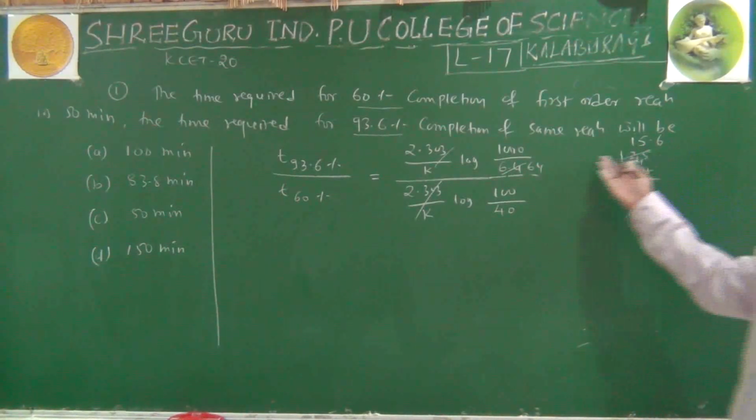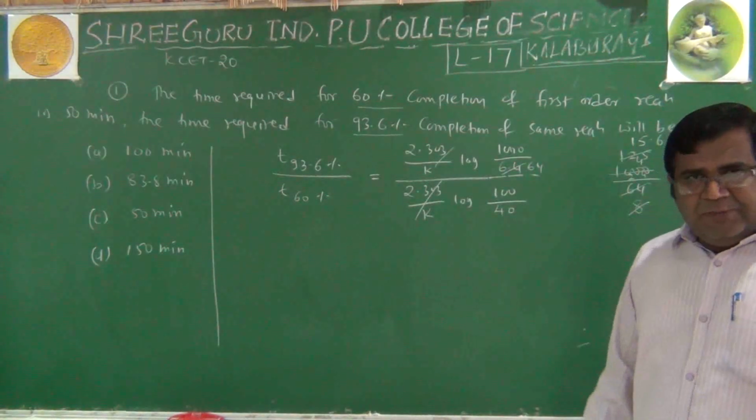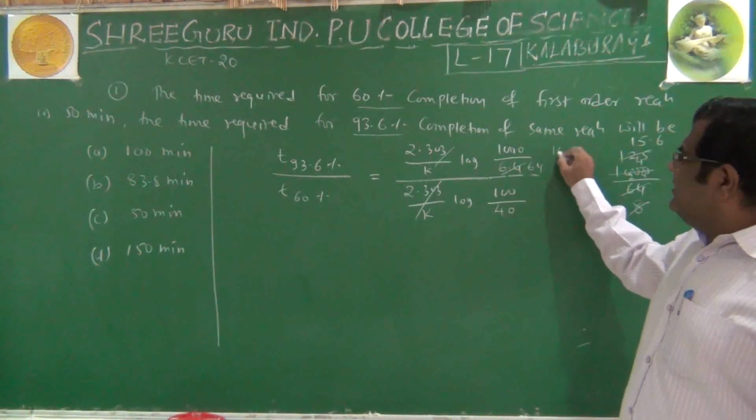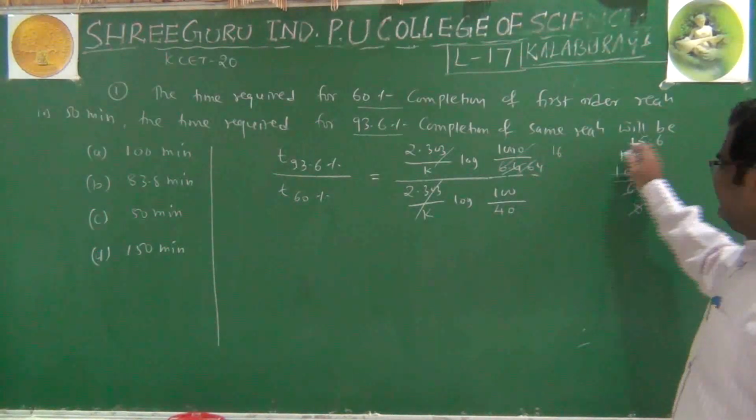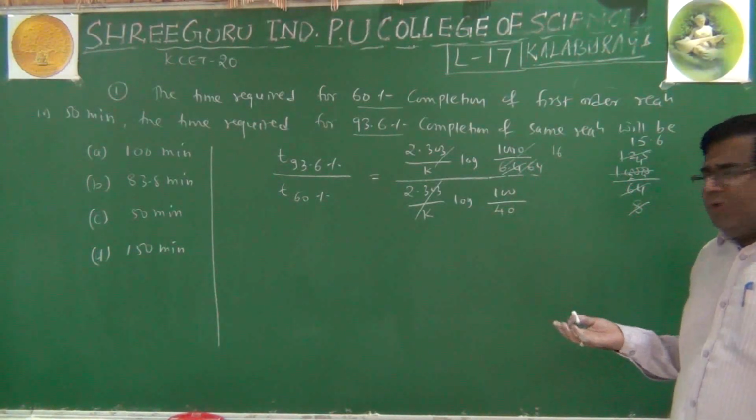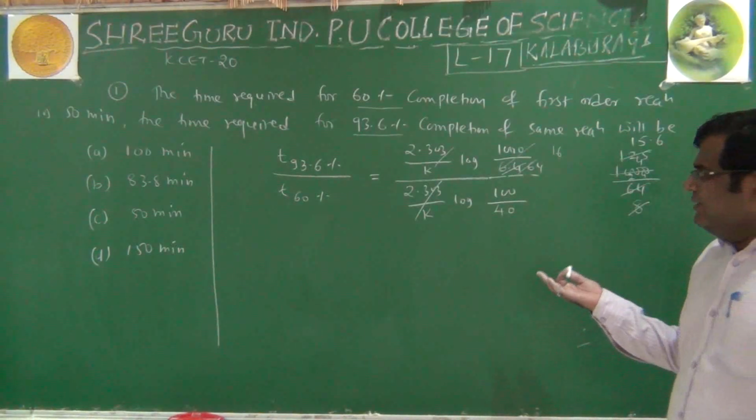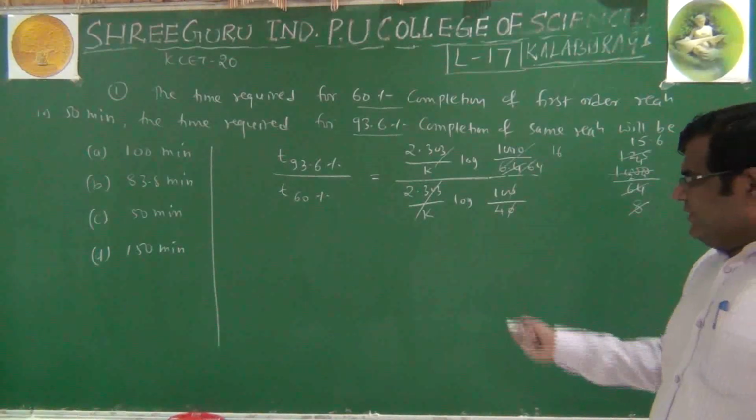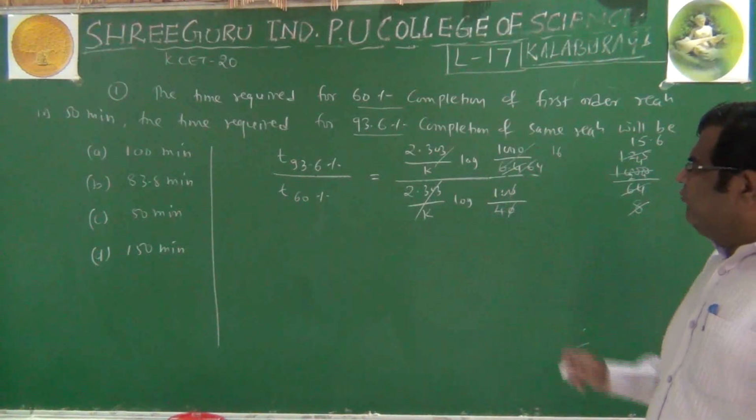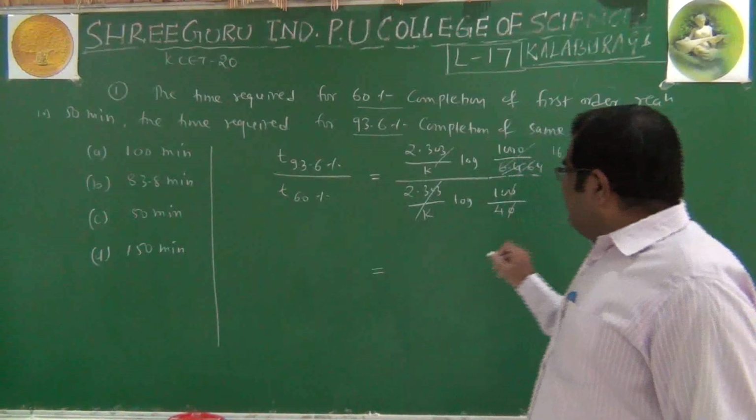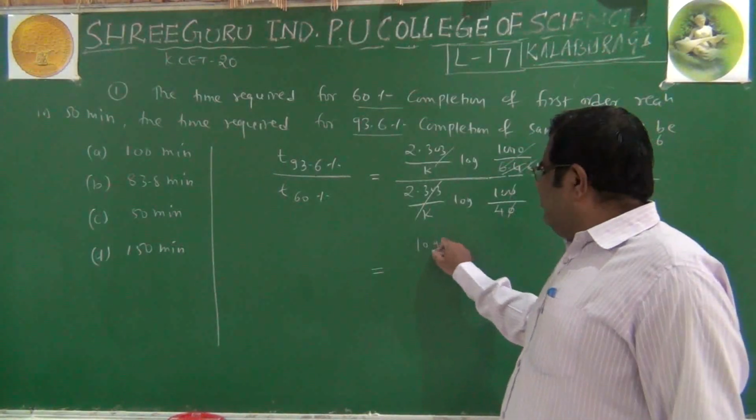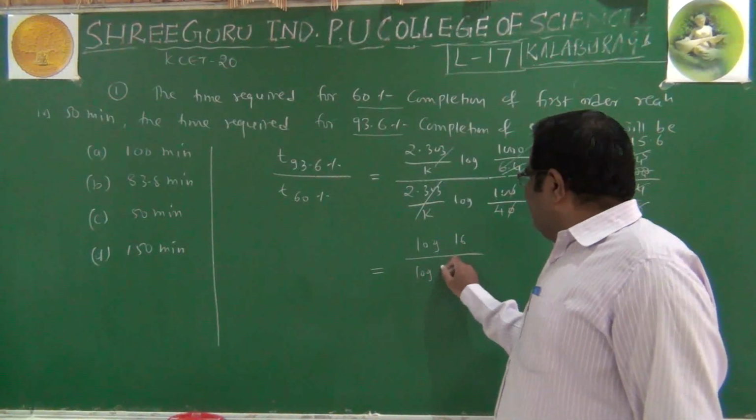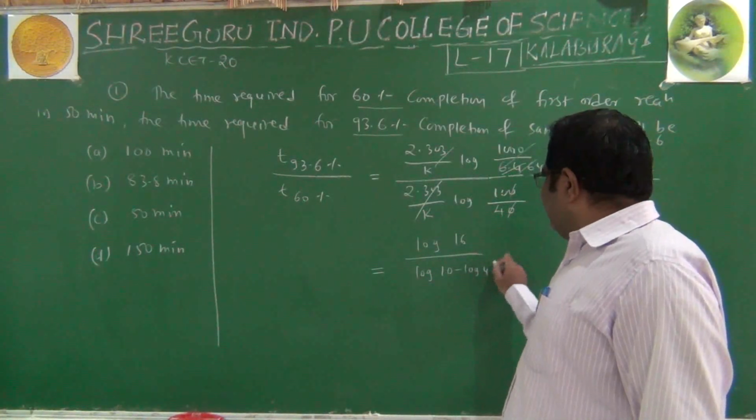So 15.6, we cannot see the log of 15.6. Log values are not given here, so we have to say that it is nearly equal to 16. The log of 16 also we don't know, but we can rearrange and at least we can solve that. I will explain how to solve that. And this is log 10 by 4. Now what we are left with is log of 16 divided by log 10 minus log 4.